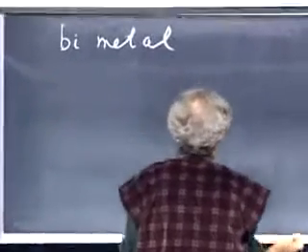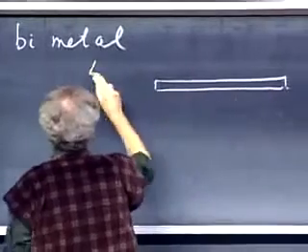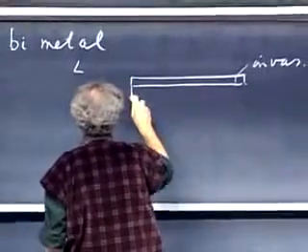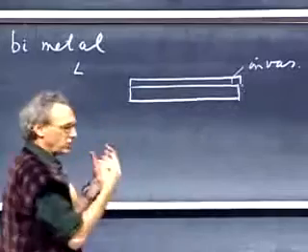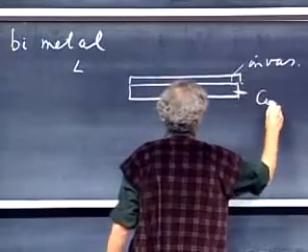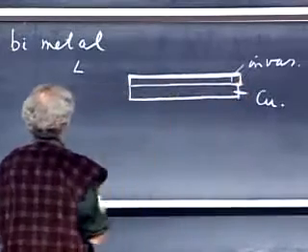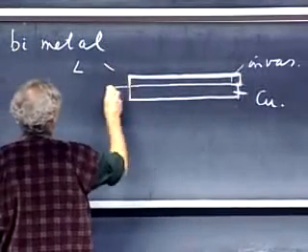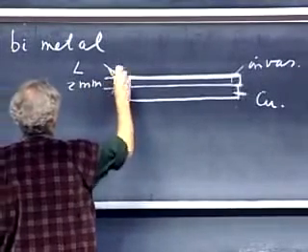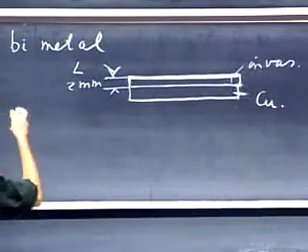Bimetal is the following. Say I have a strip here, length L, of Invar. And I have another strip here, which is attached to it, so that they cannot slip relative to each other, and let this be copper. And suppose I make, just as a working example, the thickness of each one of them 2 millimeters. And I'm going to heat it, increase in temperature delta T.